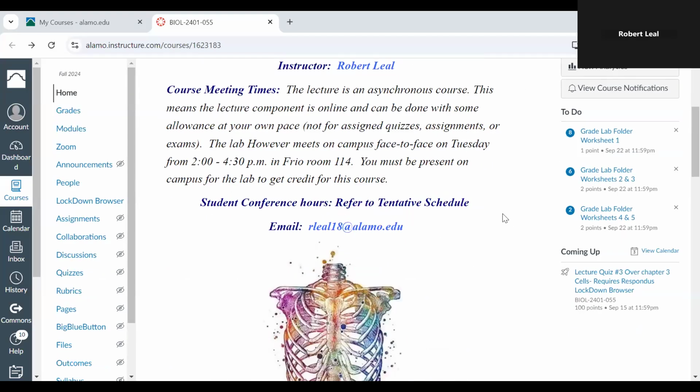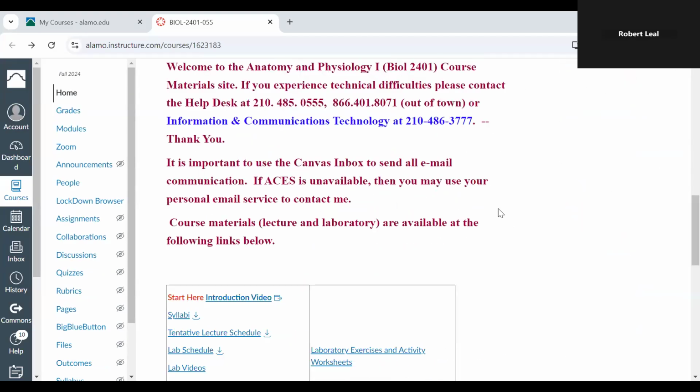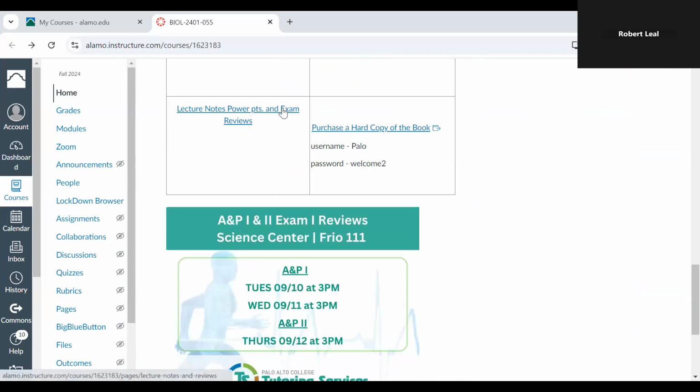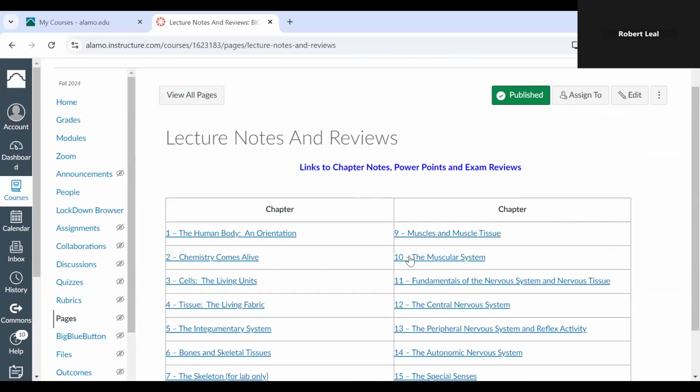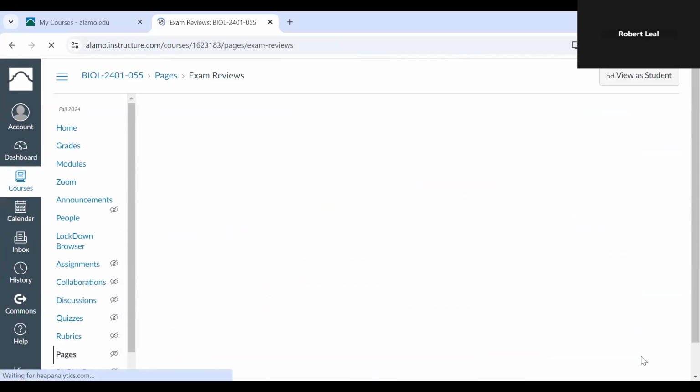Okay, so the exam review, if you go to your Canvas page where it says lecture notes, PowerPoints, exam reviews, looks like you had some reviews on campus too. They may have already passed. Click on this link here. Let's see, is it going to open? Go back down where it says exam reviews.